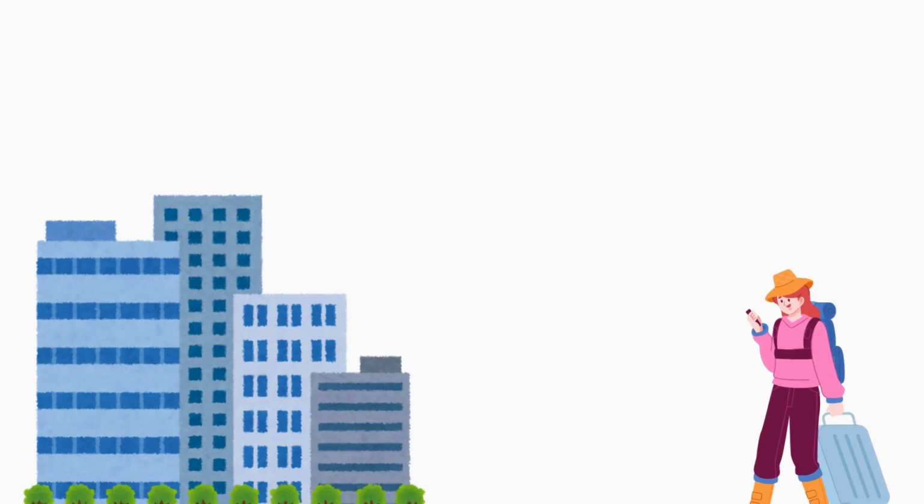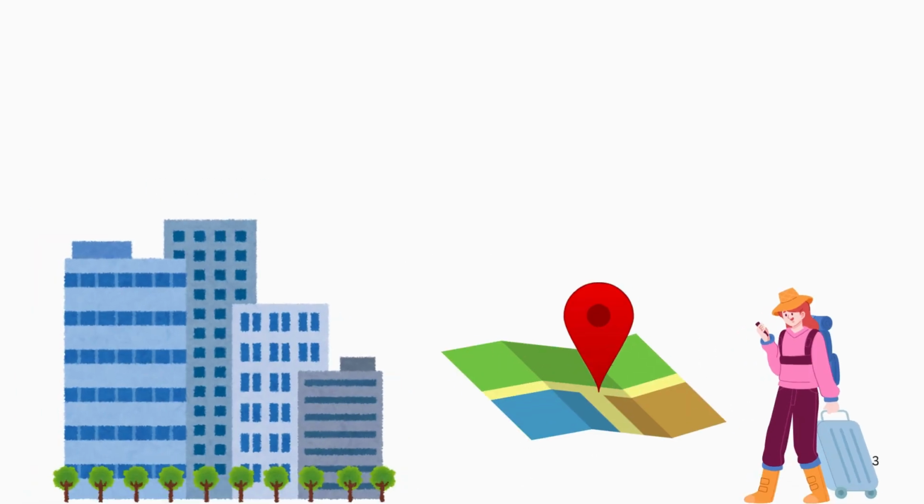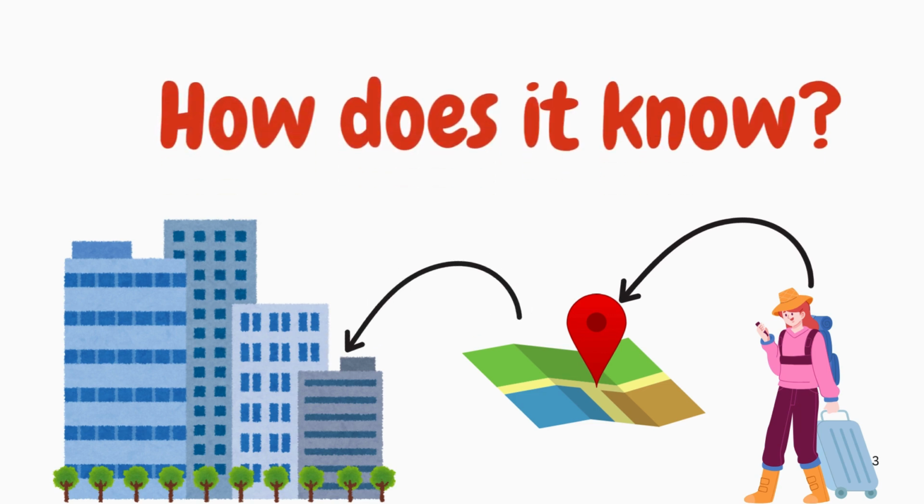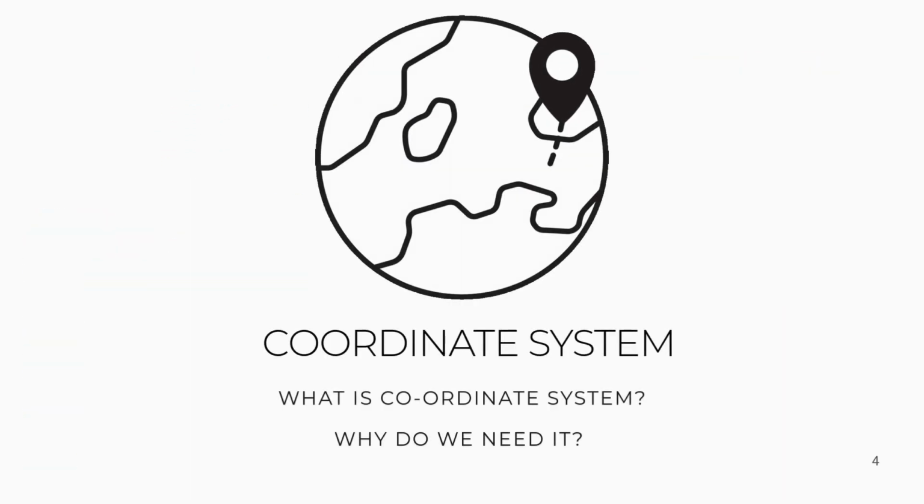Alright, let us consider a scenario. You have just landed in a new city and need to find a hotel. You open Google Maps and it quickly shows you the way, but how does it know your location? It uses a coordinate system, a network of invisible lines that form a grid across the earth.